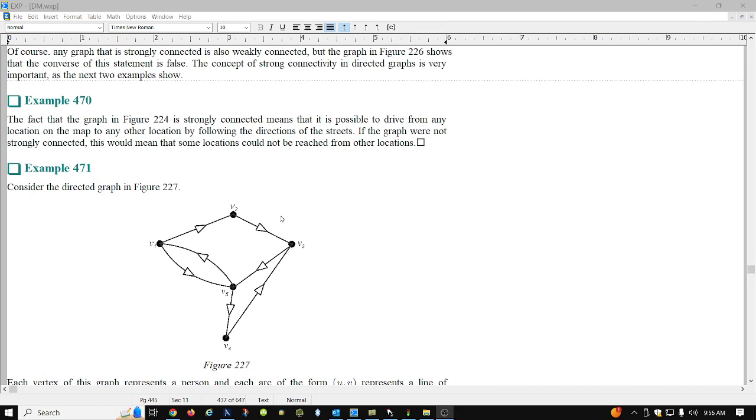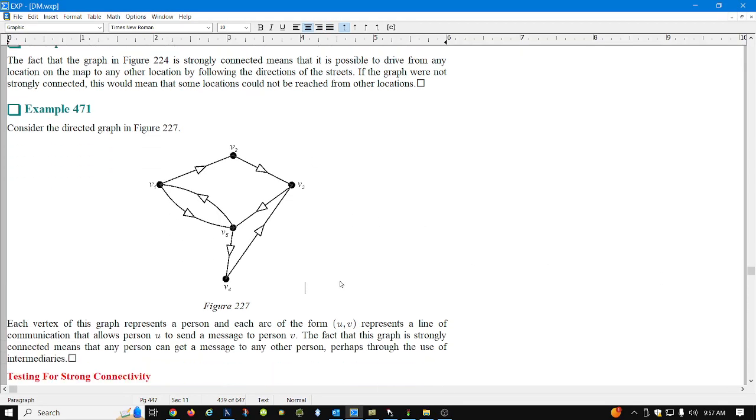But the fact that a graph is strongly connected, for example for a road map, means that you can get from any location to any other location following the one-way streets. You may have to go through several other locations first, but there is a connected path of one-way streets taking you from any place to any other place.